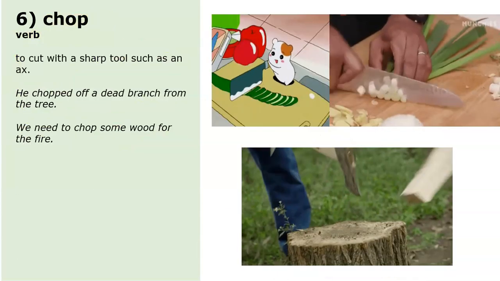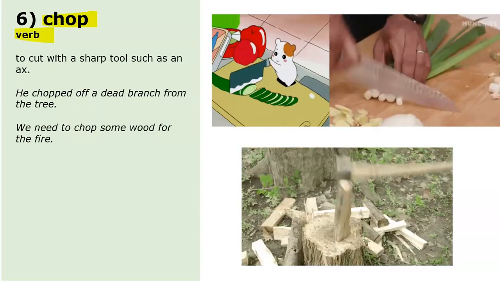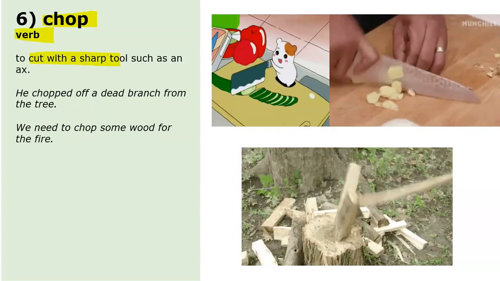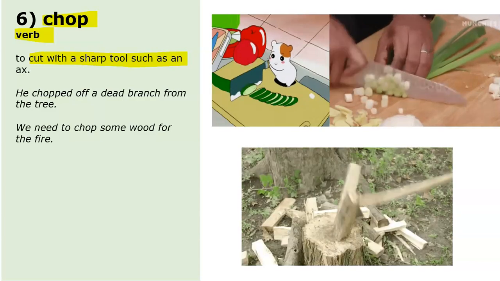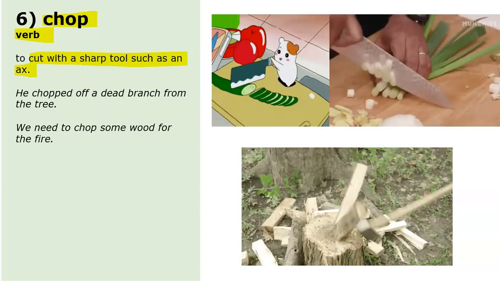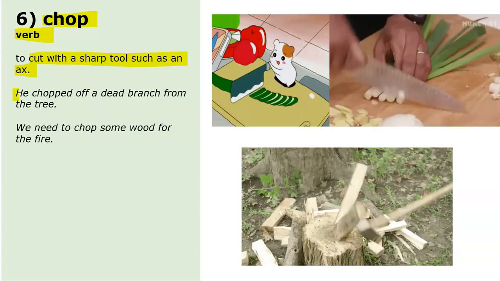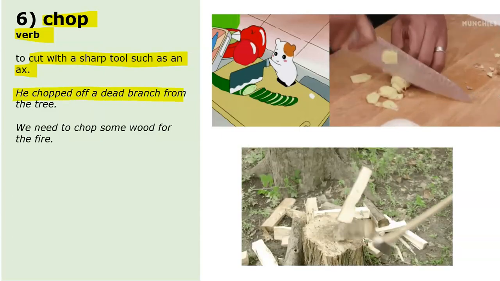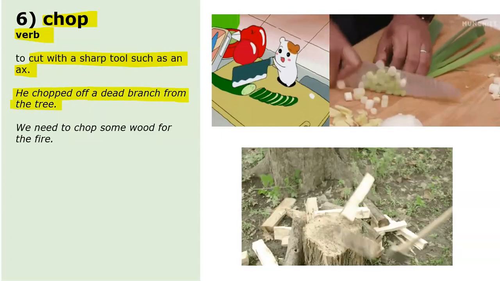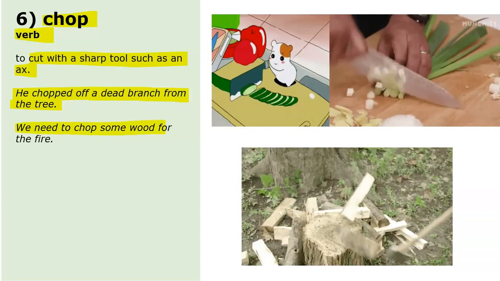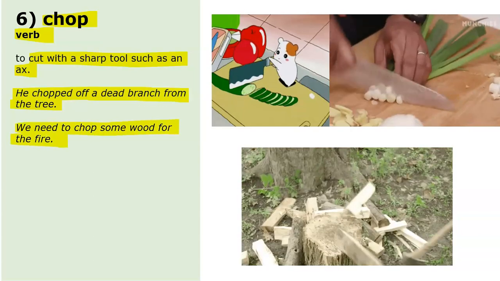Our next word is chop. Chop is a verb and it means to cut with a sharp tool, such as an axe or a knife. For example, he chopped off a dead branch from the tree. Or, we need to chop some wood for the fire.